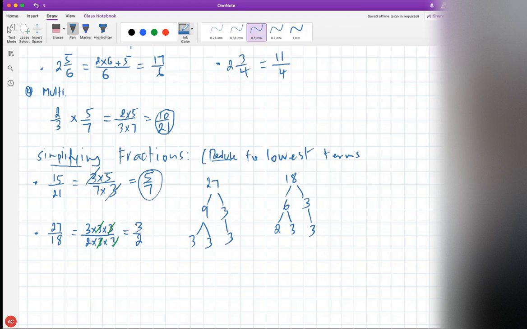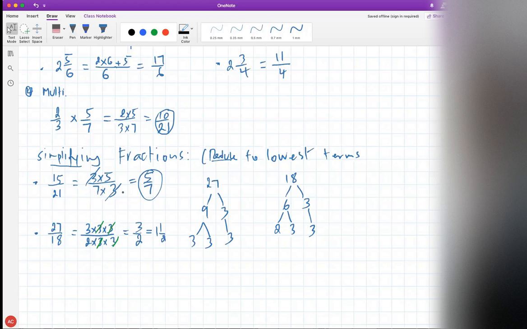Now that we reduced it, it's an improper fraction. Let's make it a mixed number. What is 3 over 2 as a mixed number? 1 and 1/2. 2 goes into 3 once, with the 2 here, and the remainder is 1. So you see how this is easier. This is easier to convert or to understand than this one.